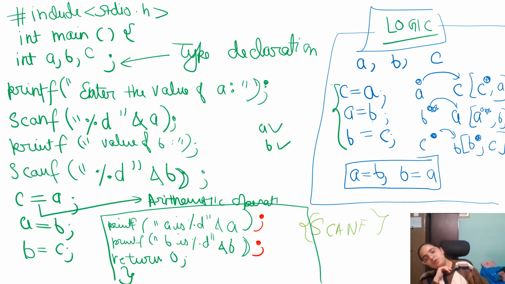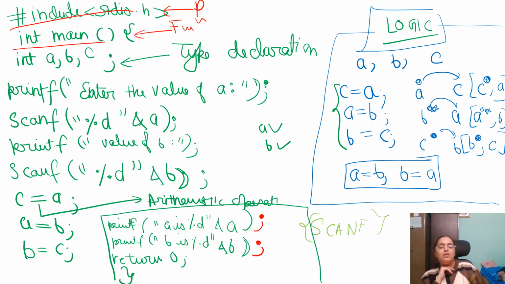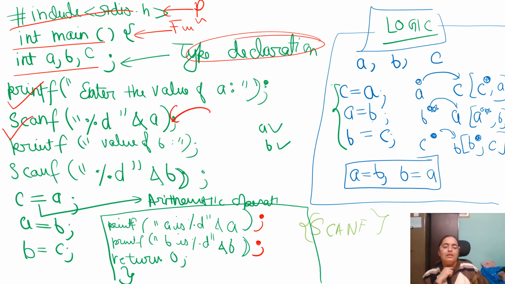So yeah, we do #include stdio.h, that was a preprocessor. Then we'll do int main, that was a function, the main function, the default function. Then we do int a, b, c, that was our type declaration. It is of integer type. Then we'll do printf to print the statement that we need to print, and then scanf to store the value of a that we are giving. Then printf, scanf to store the value of b. Then we will write our logical part. This is my logical part.